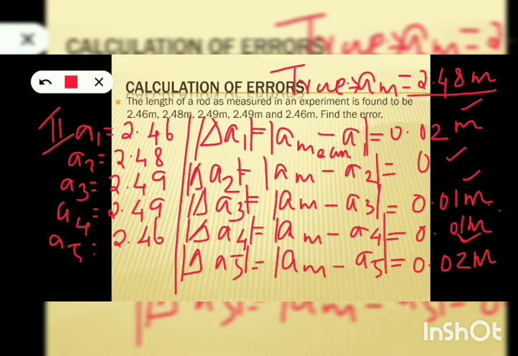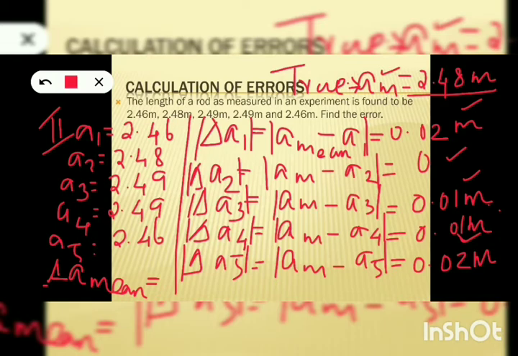Then what will be the mean of all these absolute errors? The mean of all these absolute errors can be considered as the mean absolute error, and our mean absolute error is denoted by delta A mean. So children, don't get confused. We have A mean here and we have delta A mean here. A mean is our true value and delta A mean is the mean value of all the absolute errors. And what are the absolute errors here? 0.02, 0, 0.01, 0.01, 0.02.